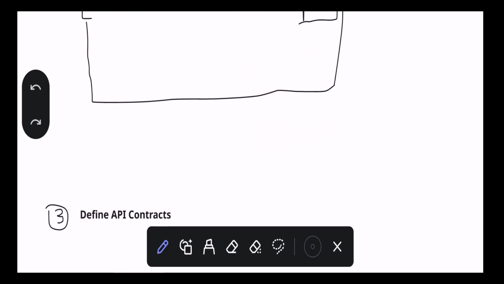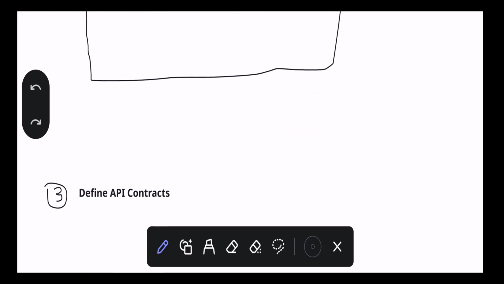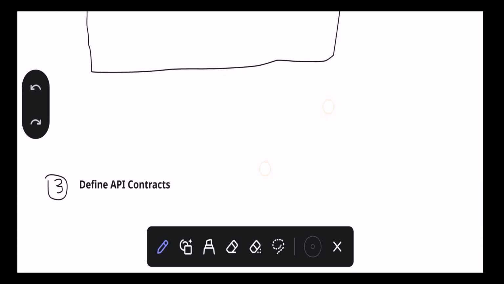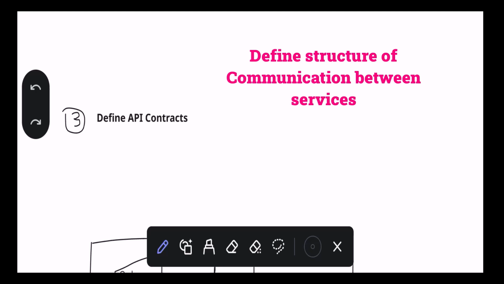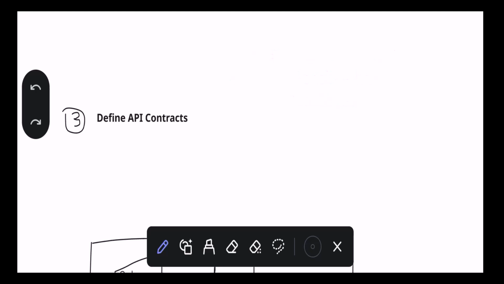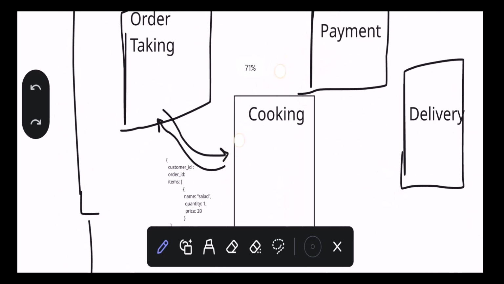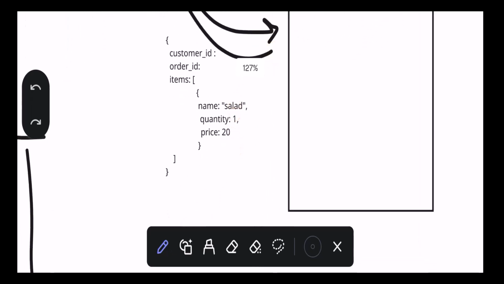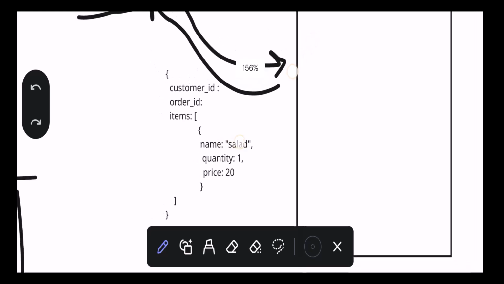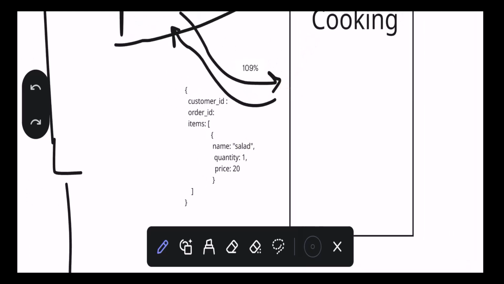After these two steps, we have microservices understood, and we have separated out microservices. Now let's come to how these microservices will communicate with each other. Without communication, these microservices are useless. So in this step, we will craft the request and response format of APIs: what will be the request format, and what will be the response format.